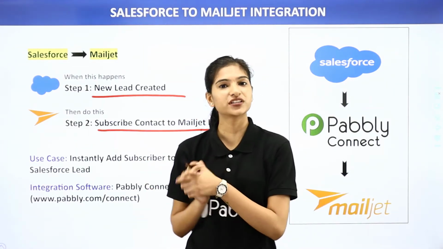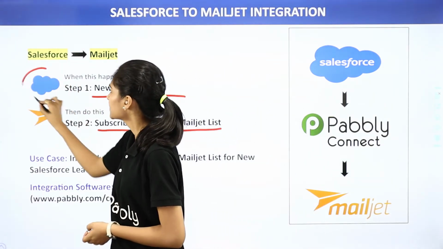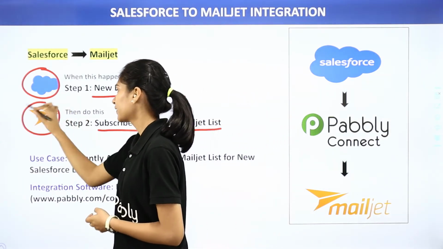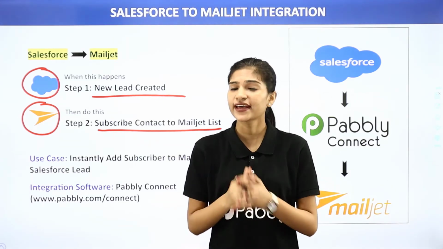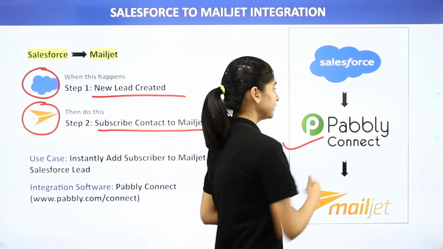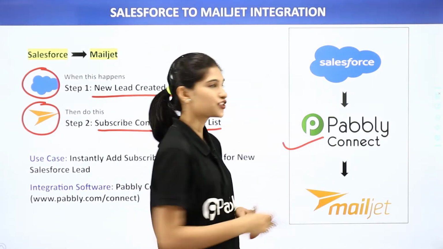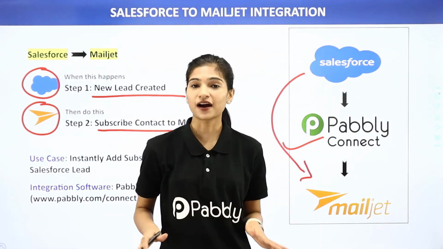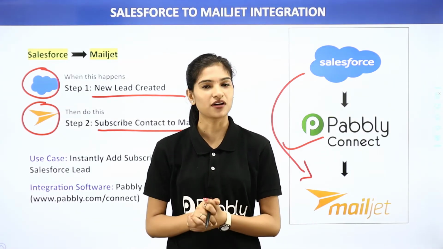Now let us know what these two software applications are all about. So Salesforce is a CRM platform, whereas MailJet is an email marketing software. The issue here is that Salesforce and MailJet don't have any integration between them, and that is why we are going to use Pabbly Connect. Pabbly Connect is an integration software with the help of which you can transfer data from Salesforce to MailJet. The best part here is you don't require any knowledge of coding. So let me show you this on my screen.